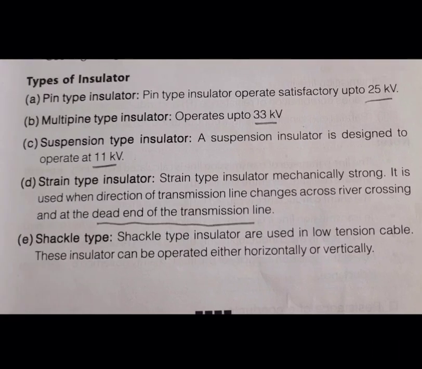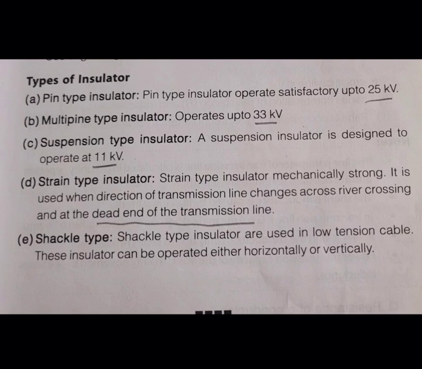Types of insulator. How many types of insulator are there? Minimum 5 types: pin type, multi-pin type, suspension type, strain type, and shackle type. Pin type insulators operate satisfactorily up to 25 kilovolt, and multi-pin type insulators operate up to 33 kilovolt. Suspension type insulators are designed to operate at 11 kilovolt. Strain type insulators are mechanically very strong. They are used when the direction of the transmission line changes, at river crossings and at the dead end of the transmission line.